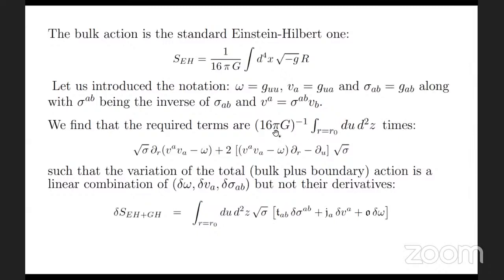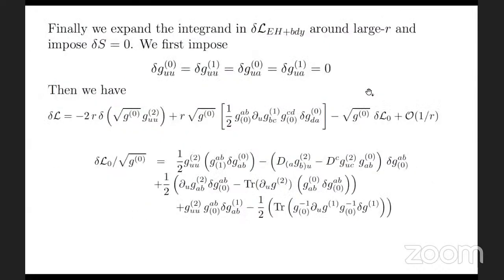Then we found that the boundary term that is required to satisfy those two conditions that I spelled out has to take this form. So it's a fairly simple looking term. Okay. And then you can compute the variation of the total action between these two, and as required, the terms will be proportional to the variations of delta omega, delta V_A, delta sigma_AB. I will not give the explicit expressions for those.